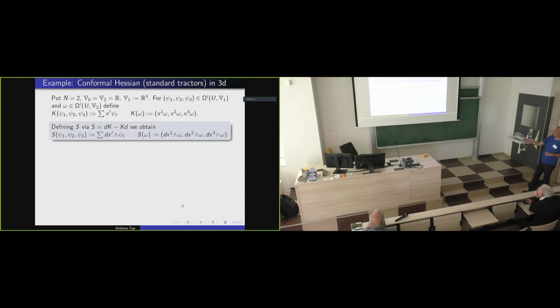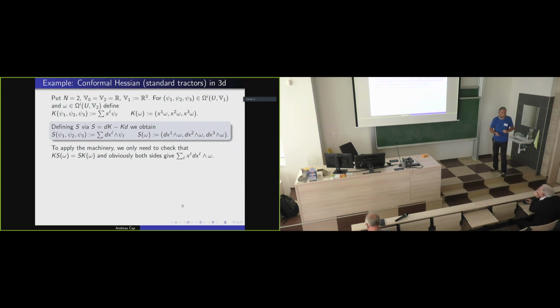But if you now compute S to be dk minus kd, you get dx_l wedged with phi and summed up. And you can see this is just an expression of the identity map in coordinates. Same thing there. S will be just dx1 wedge omega, dx2 wedge omega, dx3 wedge omega. Yeah, or if you want, it's the position wedged with omega or something like that. Okay? And now the only thing that you need to verify in order to apply the machinery is this commutativity, and you can see that this is not difficult.